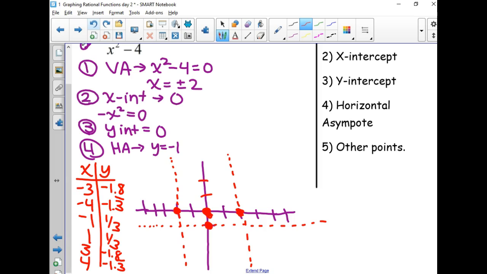Okay. Yes, you're up. -3, -1.8. Then we're here, right? So it's going to look like this.